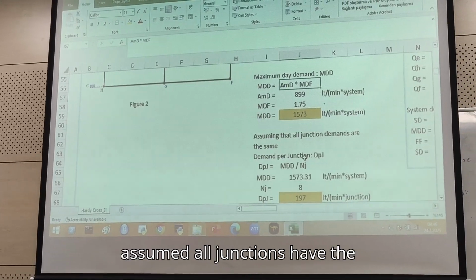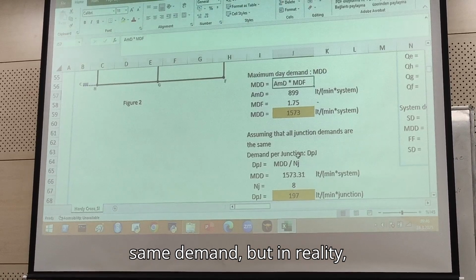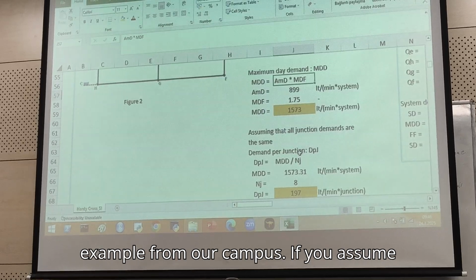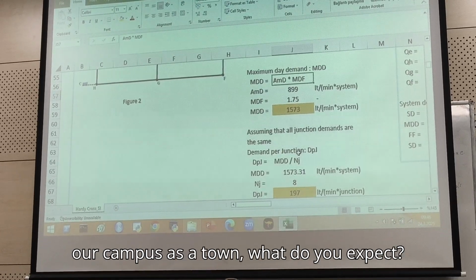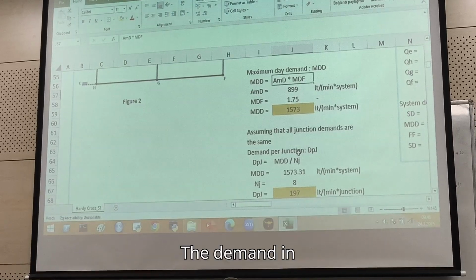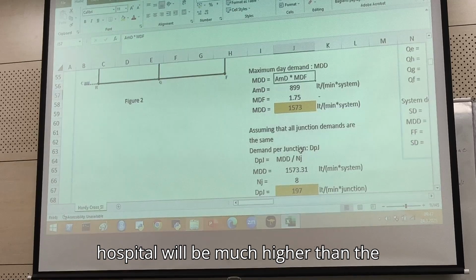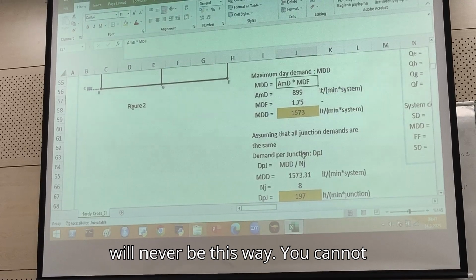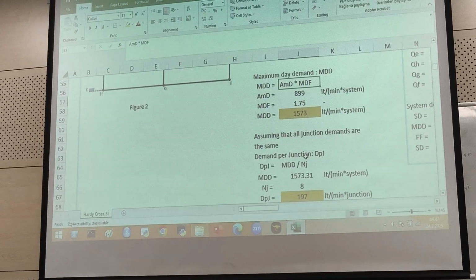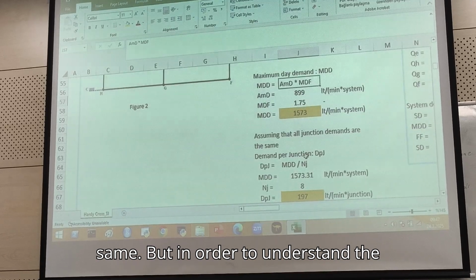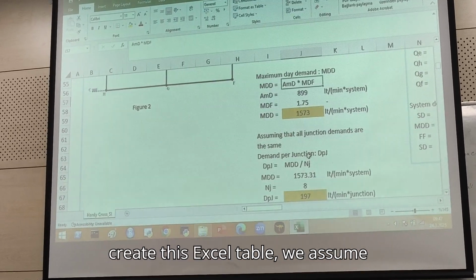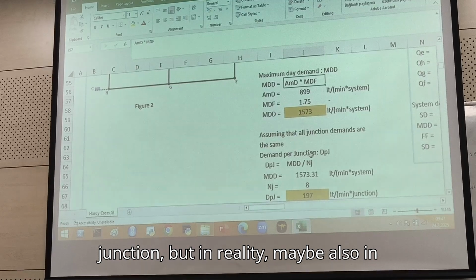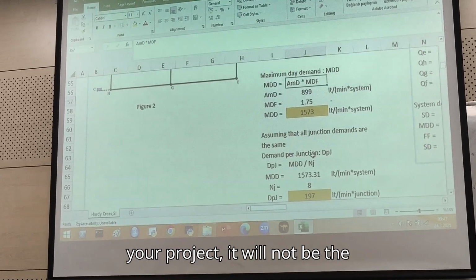So here we assumed all junctions have the same demand, but in reality, they do not. Let's give again the same example from our campus. If you assume our campus as a town, what do you expect? The demand in the hospital will be much higher than the demand in Starbucks, right? So it will never be this way. You cannot assume the junction demands are the same, but in order to understand the background, in order to understand how to create this Excel table, we assume the demands are the same at every junction, but in reality, maybe also in your project, it will not be the same.